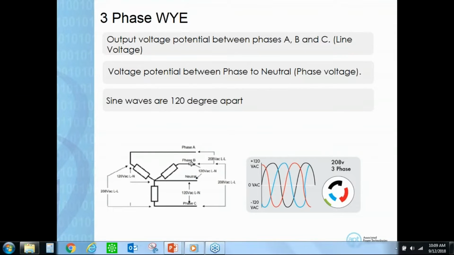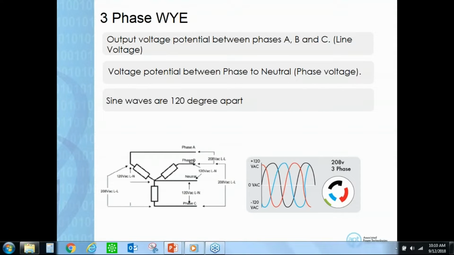Now the voltage between line and neutral is known as the phase voltage. So if I were to measure between phase A and the neutral connection, my voltage for this particular example will be 120 volts. If I went between phase A and phase B, since I have two phases that are apart by 120 degrees, I have to multiply the voltage by the square root of 3 to get the line voltage between the phases.